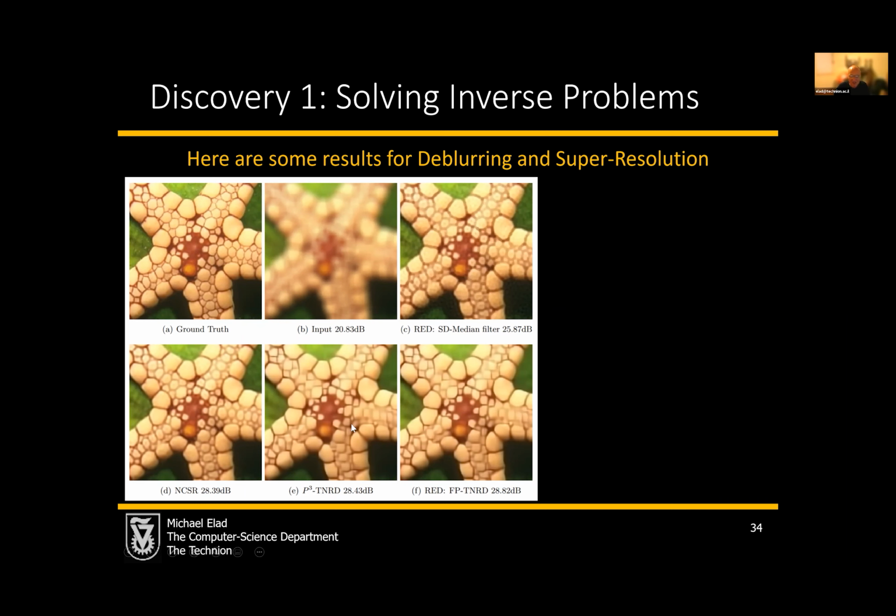But you see here, plug and play in RED applied with a very specific denoiser called TNRD, a better denoiser based on neural net. One of that was invented by Prof in 2017, and it performs even better than NCSR. I'm guessing that if we deploy today's denoisers, we will get even way better results than NCSR. So you can actually take the most advanced denoisers from deep learning and apply them within their scheme, and then you solve general inverse problems.